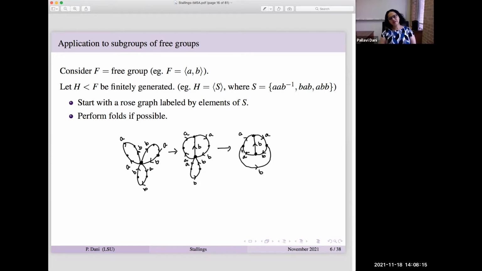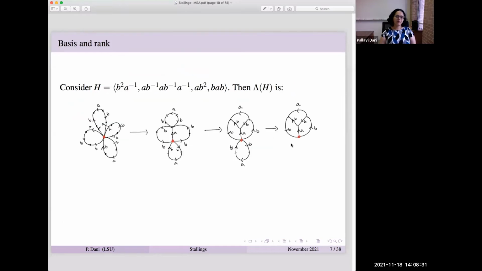And now you observe that this last object has the property that no more folds are possible. This folded graph that we arrive at in the end carries a lot of information about the subgroup H. For example, you can use it to determine a basis and the rank of H.